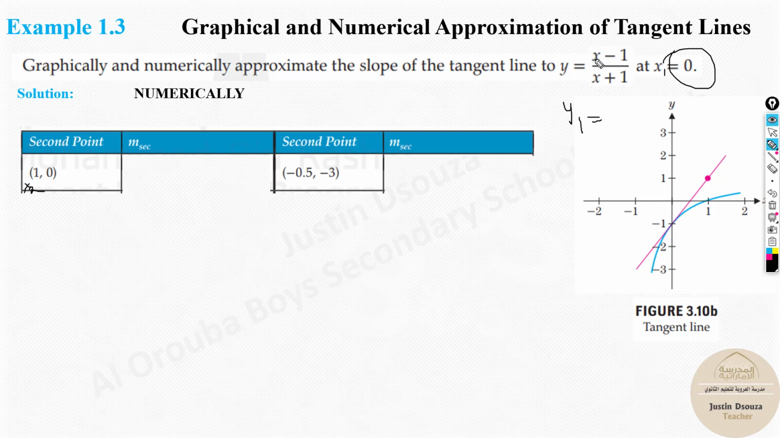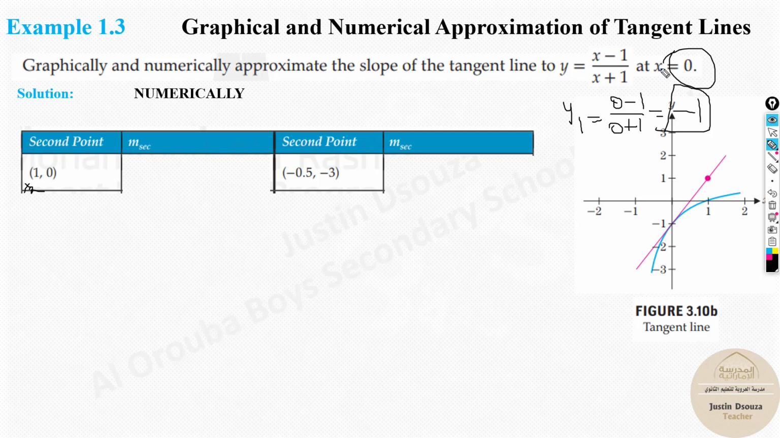Y1 would be what? Instead of x, substitute the x1 value. So how much would you get? It would be 0 minus 1 divided by 0 plus 1, negative 1 divided by 1, it'll be minus 1. This is y1. Okay, this won't change.